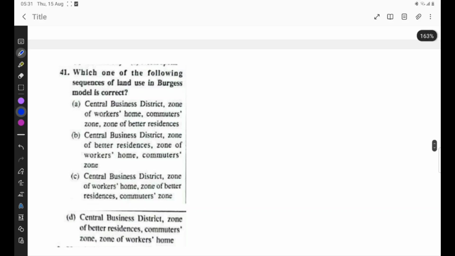Which one of the following sequence of land use in Burgess model is correct? CBD, zone of workers' home, commuters zone, zone of better residence. CBD, zone of better residence, zone of workers' home, commuters zone. Or CBD, zone of workers' home, zone of better residence, commuter zone. Or CBD, zone of better residence, commuter zone, zone of workers' home. The correct answer is option C.